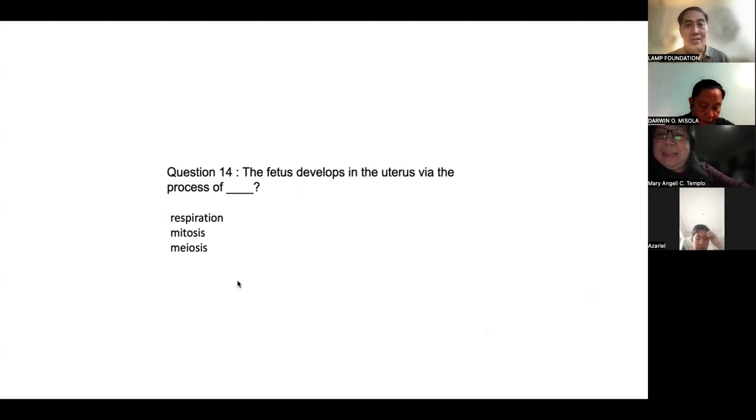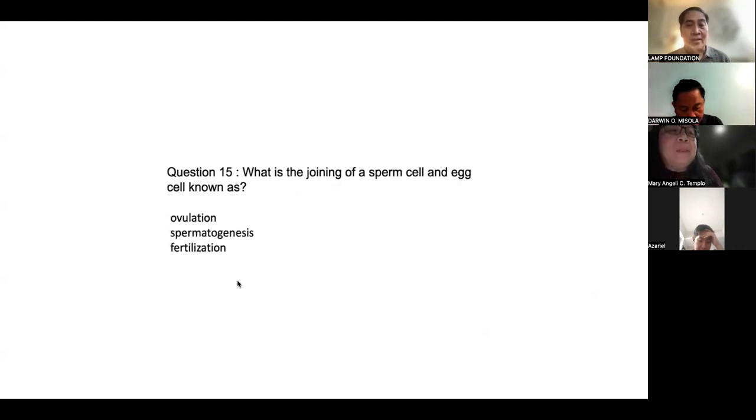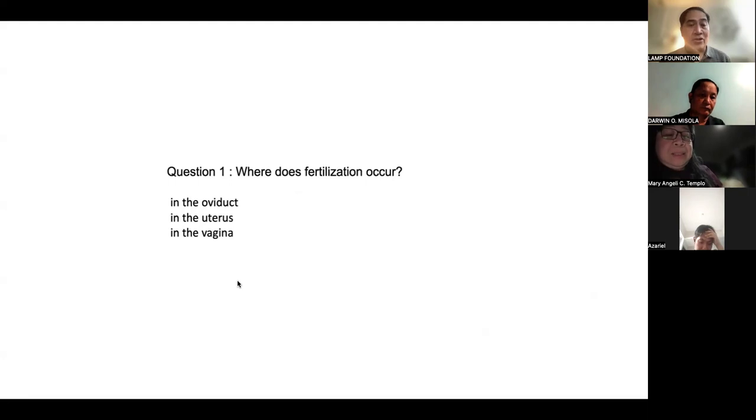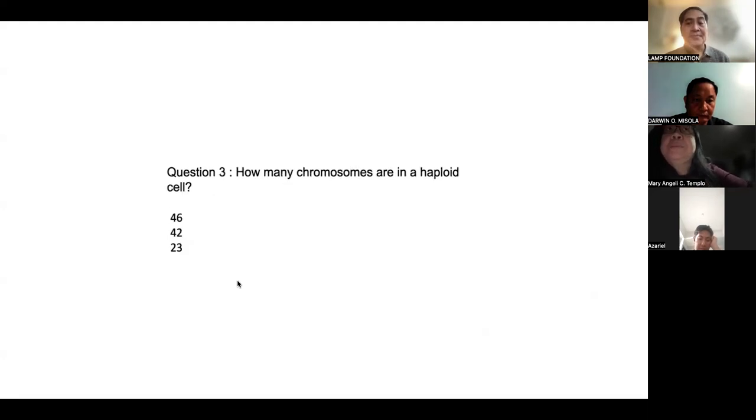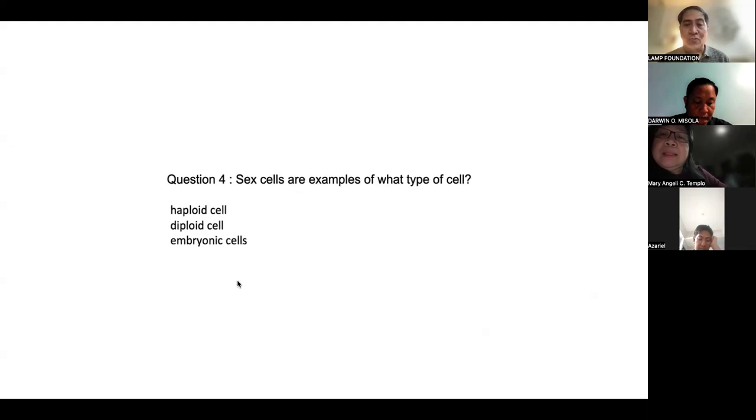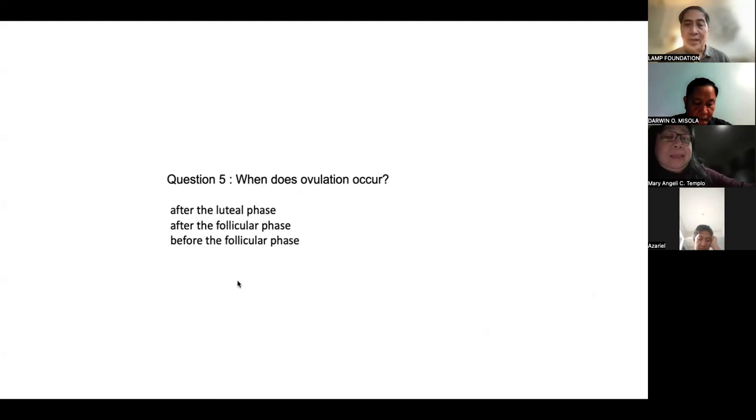The fetus develops in the uterus via the process of mitosis. What is the joining of a sperm cell and egg cell known as? Fertilization. Where does fertilization occur? In the oviduct. What is the function of the epididymis? It's the storage and maturation of the sperm. How many chromosomes are in a haploid cell? 23. Sex cells are examples of what type of cell? Haploid cell.